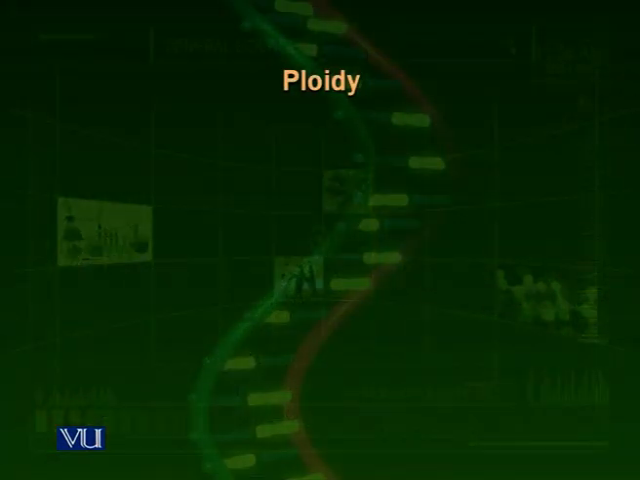And the daughter cells, the sperms or eggs, are called haploid. They have N, that is a half set of chromosomes, so we call them haploid. The mother cell is called diploid. The daughter cells are called haploid, which means that they have exactly half the number of chromosomes. Sometimes we call this ploidy.